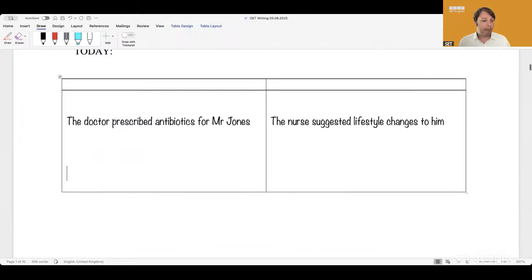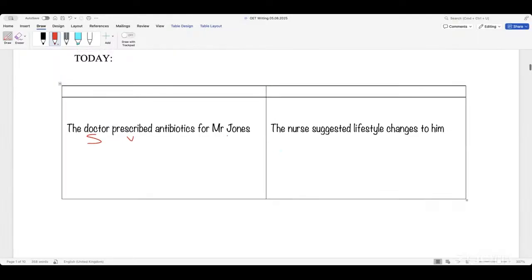So remember, subject, verb. Where is the object here? Mr. Jones. Antibiotics. Yes. So, are there two objects here? What do we think, guys? Yes, two objects. Yes, there are two objects.